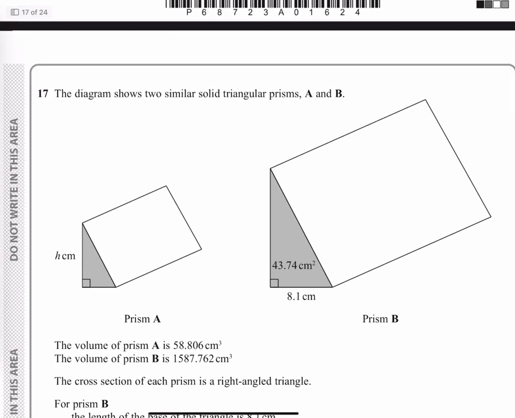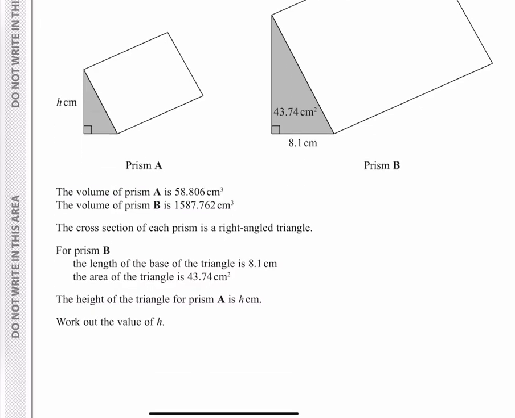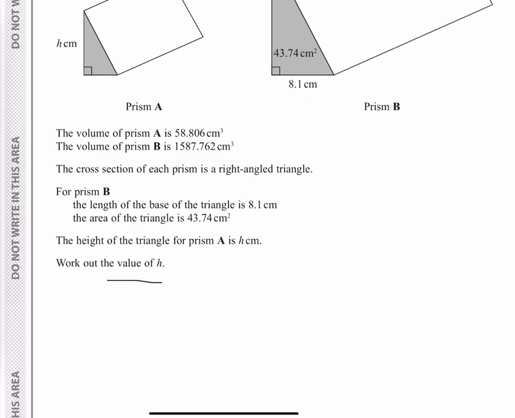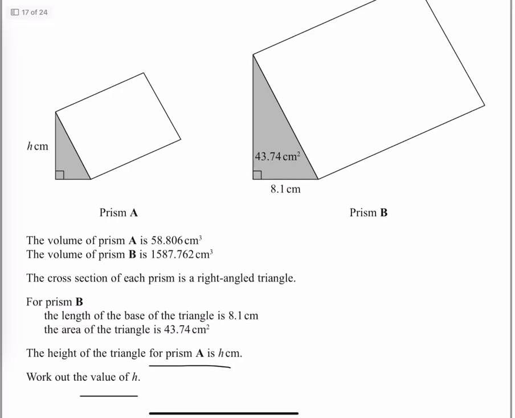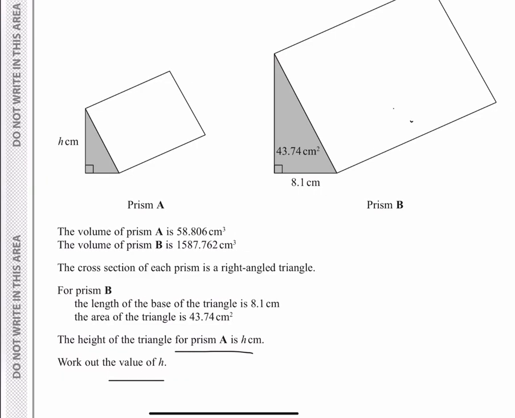Moving on. Here are some solid triangular prisms. Cross-section, all this information. Read what they're looking for. Work out value of h. What is h? The height of the triangle for prism A. Okay? Yep, they've drawn that one for us. How lovely of them. Are these similar shapes? Yeah, they're similar. So we're going to have to do stuff with this and then we can apply it to that, okay?